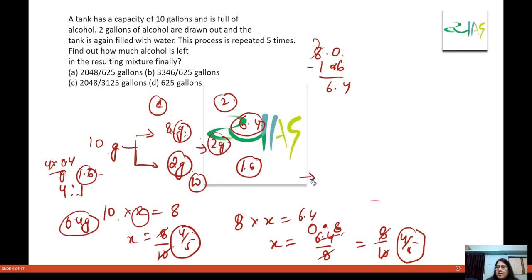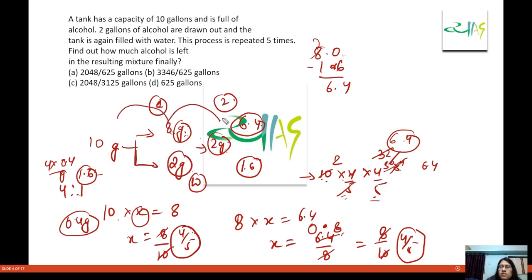So see, when we multiplied 10 into 4 by 5 into 4 by 5, how much are we getting? This will be 16 into 2 is 32. 32 divided by 5 is how much? 5 sixes are 30 and 5 fours are 20. So we are getting 6.4. So if we multiply 4 by 5 two times, we get the alcohol withdrawn after two times. Now if I multiply 6.4 by 4 by 5, I will get the alcohol withdrawn after three times. If I multiply this by 4 by 5 again, I will get the alcohol withdrawn after 4 times, and again after 5 times.